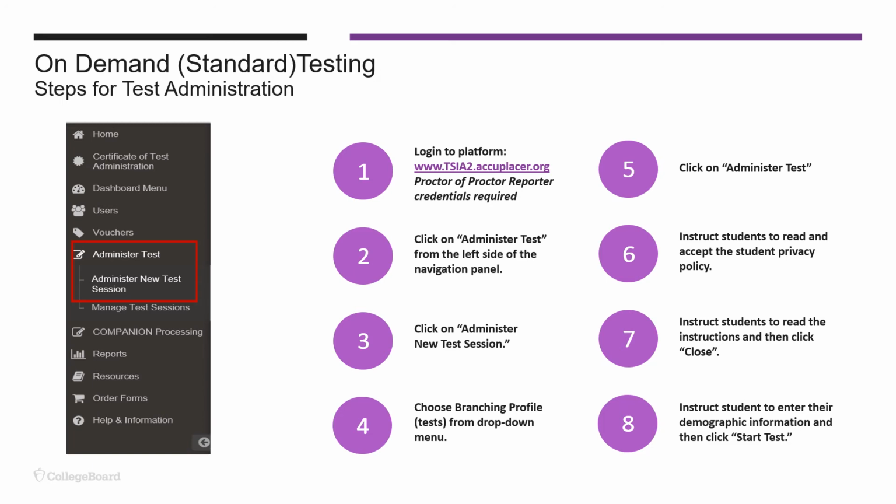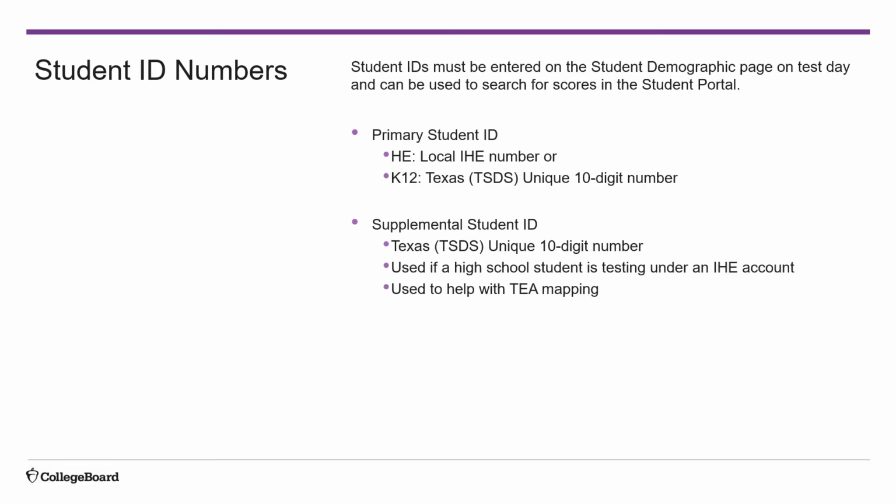Number 6, instruct students to read and accept the student privacy policy. Number 7, instruct students to read the instructions and then click Close. And number 8, instruct students to enter their demographic information and then click Start Test.